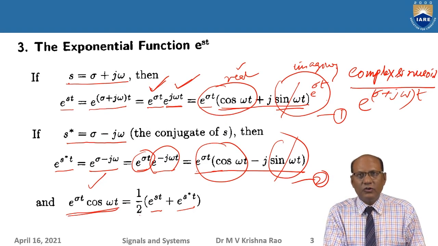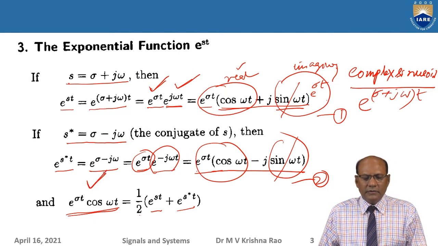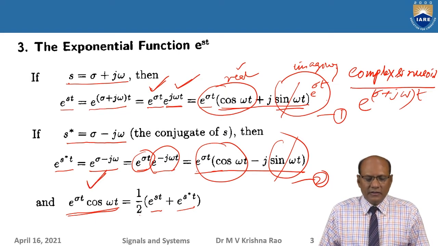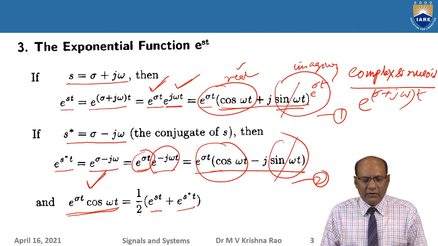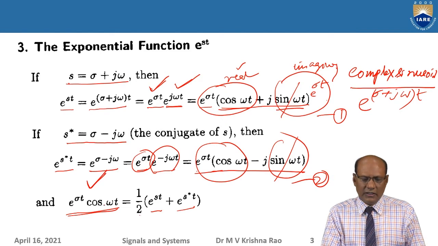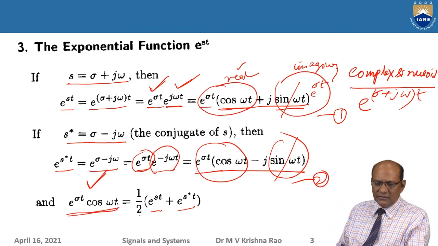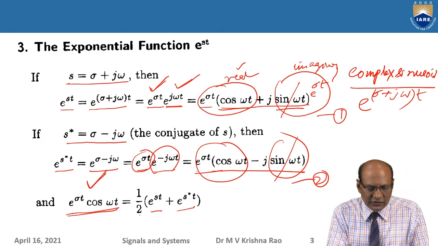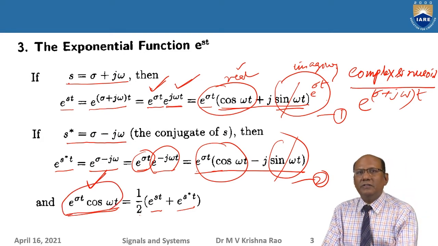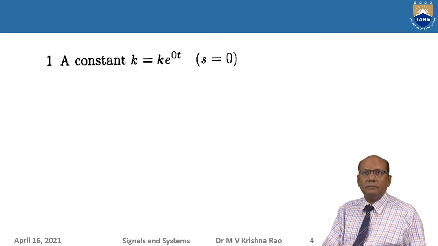If I study the properties of this real function, it is no more a complex function. It is a real function. Similarly, we can understand e to the power of sigma t sin omega t also. It is only a phase shift of 90 degrees. Otherwise, everything is the same. So let us take this real function and study its properties.